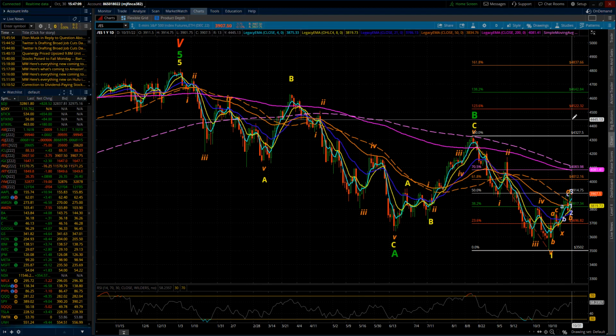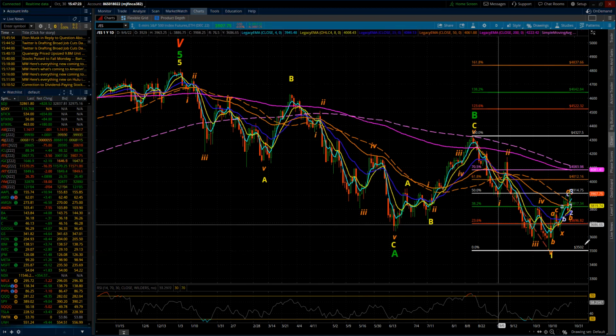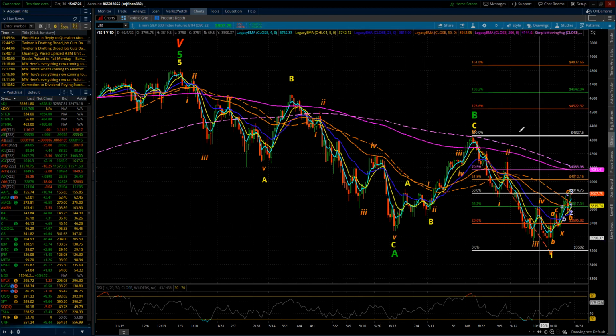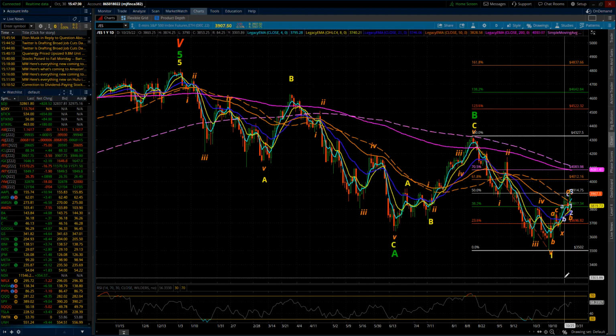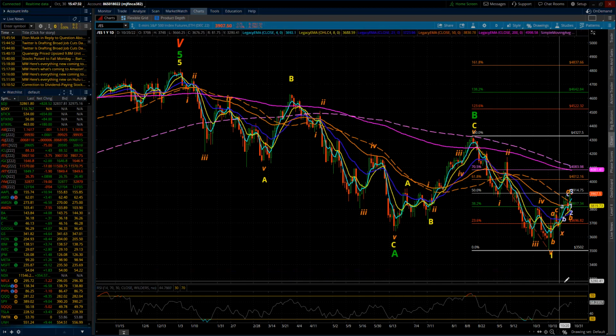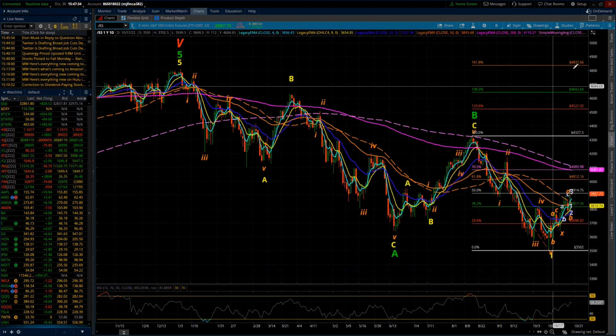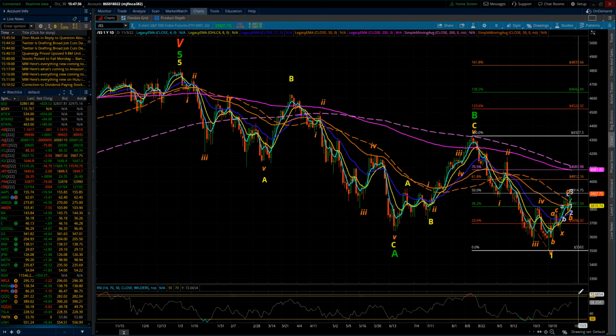Tuesday's November the 1st, so we're into the end of year type of moves. Could it happen? Sure. But what it does is move the primary degree out and call that primary A. We're in the primary B, and we still have a primary C to go.